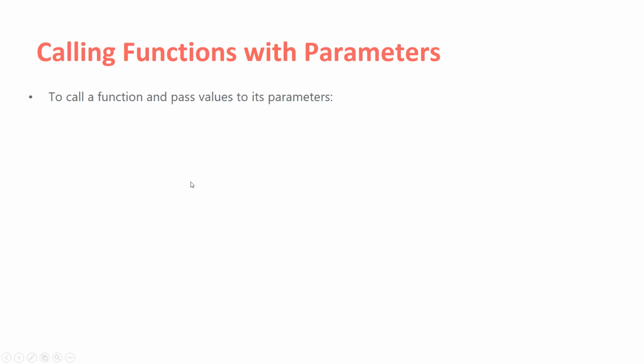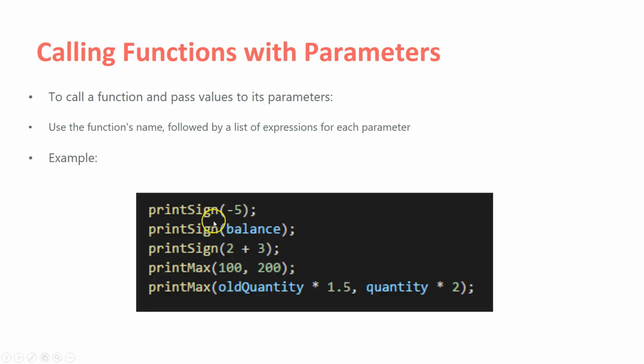How can we call functions with parameters? Well, to call a function and pass values to its parameters, we need to use the function's name followed by a list of expressions for each parameter. And here is an example. I can say print sign, and here I'm passing value -5. Print sign with a variable, or with some expression like 2 plus 3, because this will give me as result 5. So I'm calling print sign with 5 as parameter.